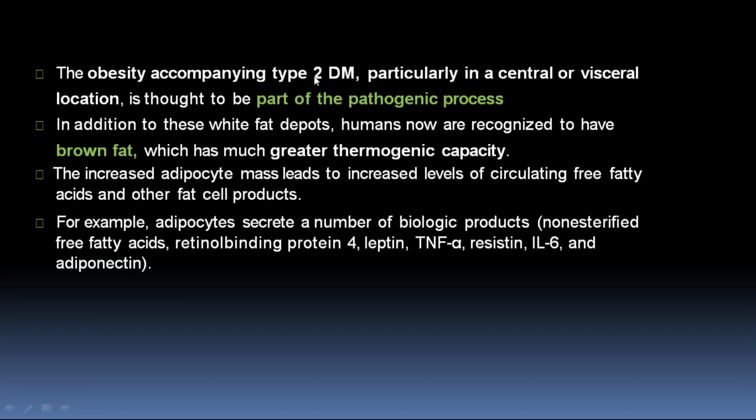The obesity accompanying type 2 diabetes mellitus, particularly in a central or visceral location, is thought to be a part of the pathogenic process. In addition to these white fat deposits, humans now are recognized to have brown fat, which has much greater thermogenic capacity. The increased adipocyte mass leads to increased levels of circulating free fatty acids and other fat cell products. For example, adipocytes secrete a large number of biological products.